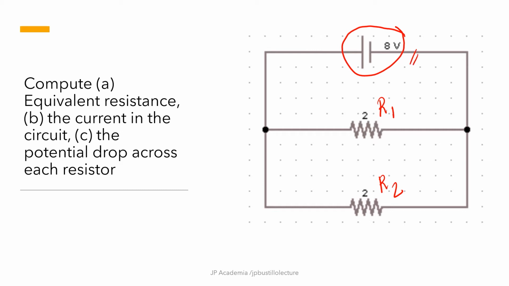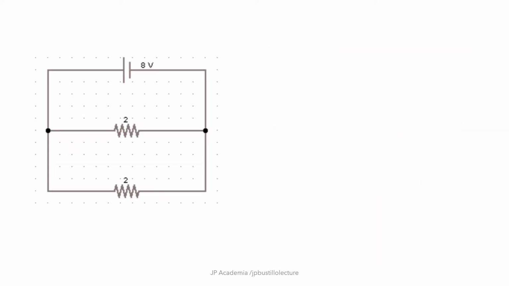So now for this example, we want to compute first for the equivalent resistance of the circuit. Second, we want to compute the current that will run through the circuit. And last is the potential drop across each resistor. Okay, so now what we want to compute is the equivalent resistance given these two resistors connected in parallel.